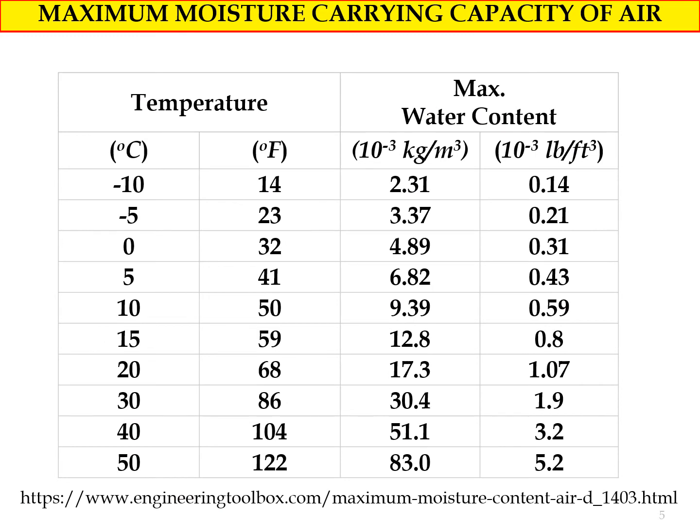Maximum moisture carrying capacity of air. As you can see, this is the temperature versus the maximum water content. And this is the range of air conditioning temperature, which is from minus 10 degrees Celsius to 50 degrees Celsius. From this table, you can see that the amount of water content increases with the increasing temperature, meaning that the larger the temperature, the more water content the air can hold inside of it. And I got this table from this link.